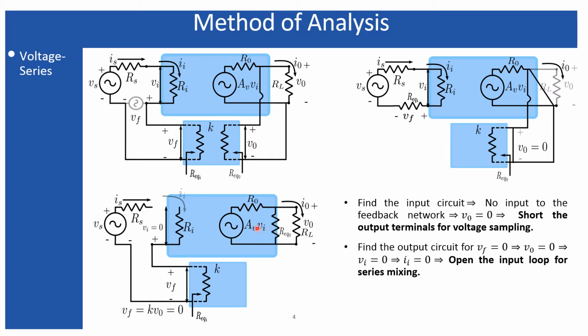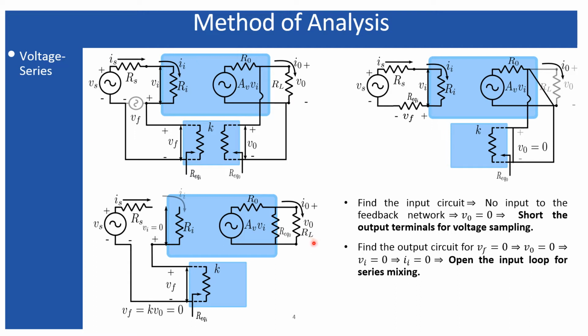Now how can we make this VI equal to 0? If we consider that no current is flowing through the input impedance Ri, then no voltage will be dropped across Ri, and in this way we can make VF equal to 0. Since Vi is equal to 0, there will be no amplification. So V naught will be equal to 0, and that is why VF will be equal to 0. So the voltage across the output terminal of the feedback network will be 0, and in this way we can incorporate this K network impedance across the output terminal as shown over here.